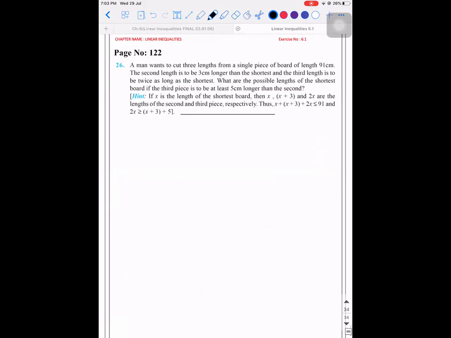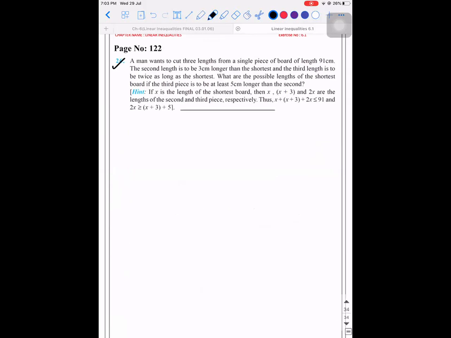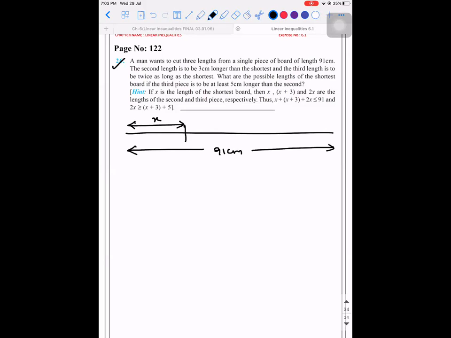The last topic. A man wants to cut 3 lengths from a single piece of board of length 91 centimeters. There is a board in his hand whose length is 91 centimeters. He wants to cut 3 lengths from a single piece. The second length is to be 3 centimeters longer than the shortest, and the third is to be twice as long as the shortest. So suppose I take this as the shortest side. I don't know which one is short. I'm taking this as short.